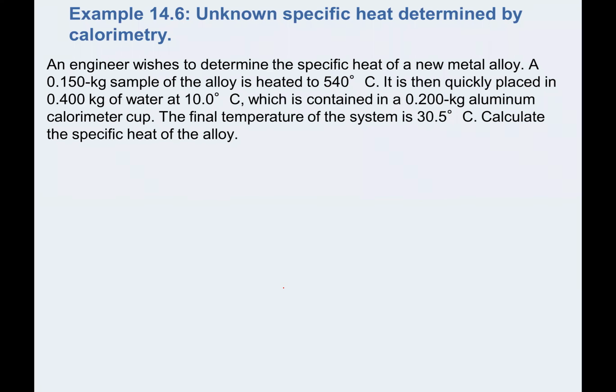All right, so let's see what we have here. This is actually an experiment that we do in class whenever we have an actual physical lab. So here's my specimen. It's some kind of metal alloy. I'm going to put A for alloy. And the initial temperature for the alloy is 540 degrees Celsius.